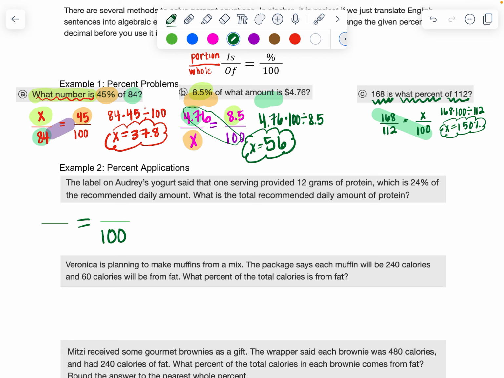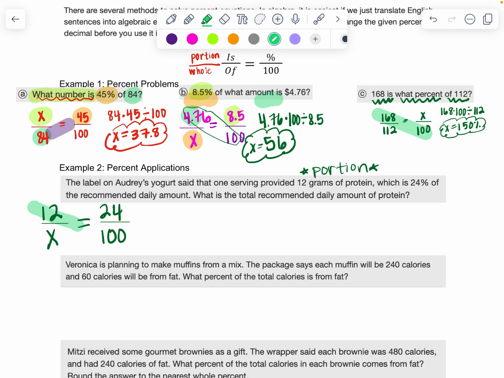The label on Audrey's yogurt said 1 serving provided 12 grams of protein. So 1 serving. So that's my portion, which is 24% of the recommended daily amount. What is the total recommended daily amount of protein? So I'm looking for the total. So I'll put X on the bottom of my first fraction. They're telling me the portion I know is 12. And they're also telling me that that's 24%.